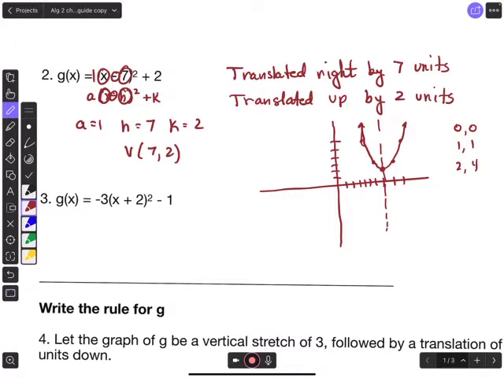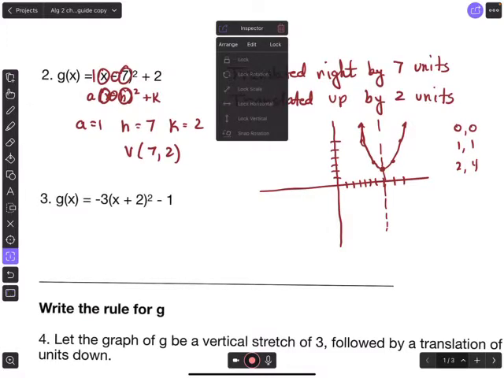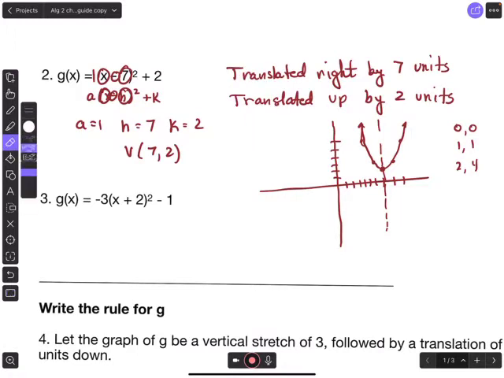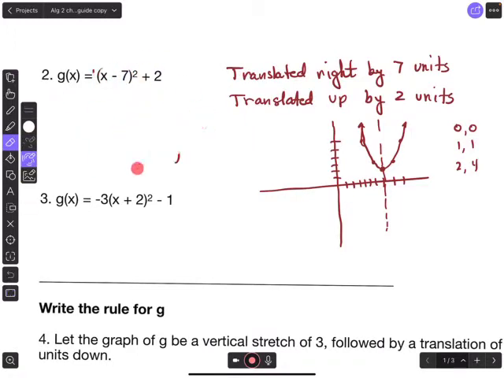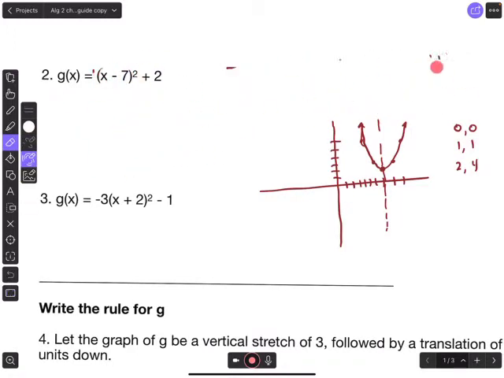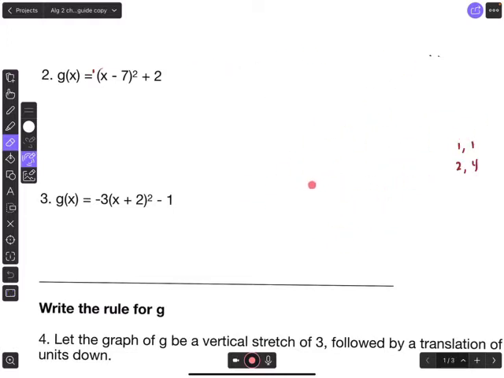Let's clear all this. Yeah, maybe not. Let's just go ahead and erase it all. Let's look at problem 3. Now 3 presents something a little bit different just because the a value has changed. So let's take a look at 3.